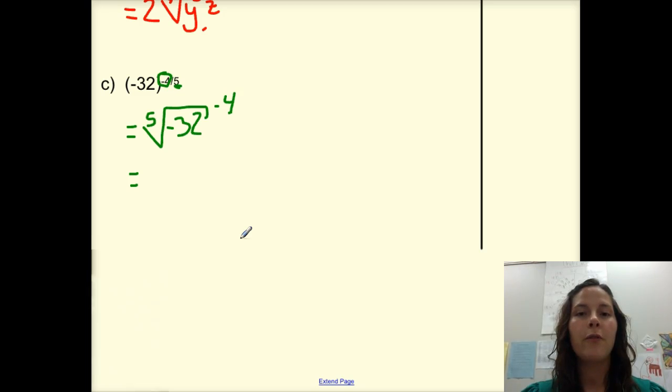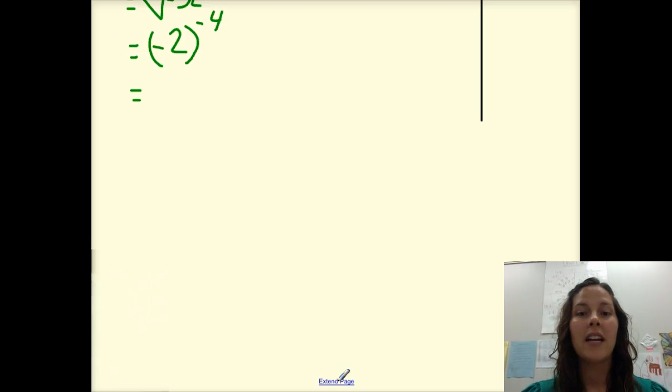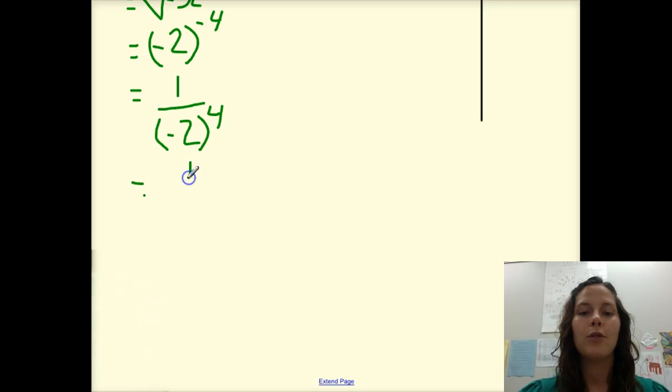So we're going to start with the fifth root of negative 32, which is negative 2. So we have negative 2 raised to the negative fourth power. That negative exponent means I'm going to flip it to the denominator. The power becomes positive. And negative 2 to the fourth power is positive 16.